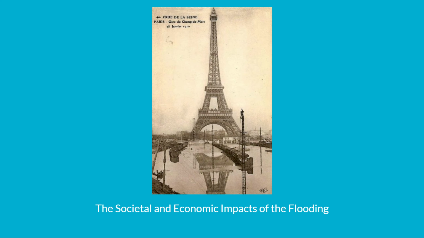Next, we have the societal and economic impacts of the flooding. Here we have a picture of the Eiffel Tower and what it looked like during the flooding. The exact number of people affected by the flood is unknown. However, no deaths were reported. Because of the flooding, it is estimated that about 400 million francs, or $1.5 billion in today's money, worth of damages was done. Normal life was heavily affected because all the streets and subway stations were flooded, so people had to get around by boat.